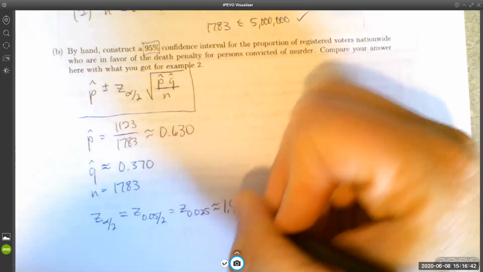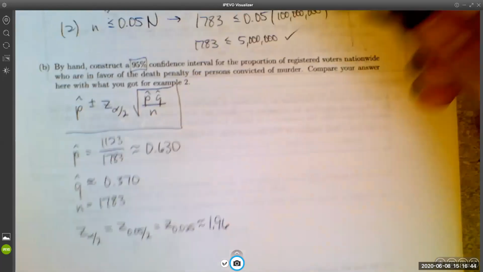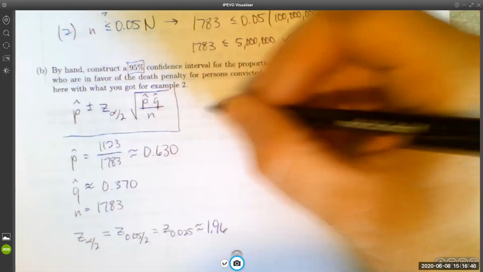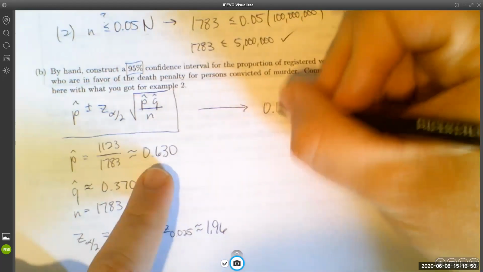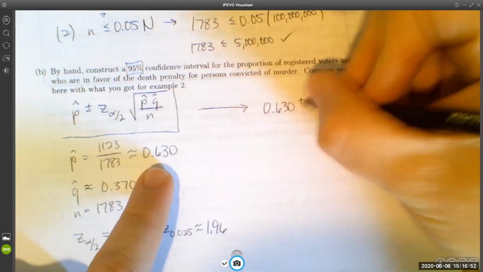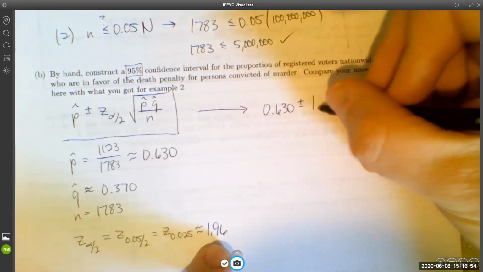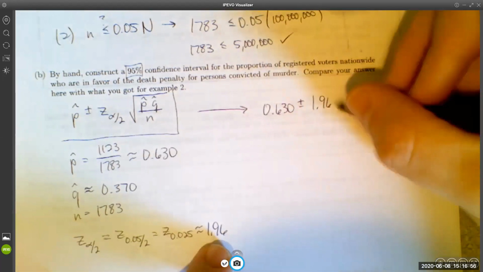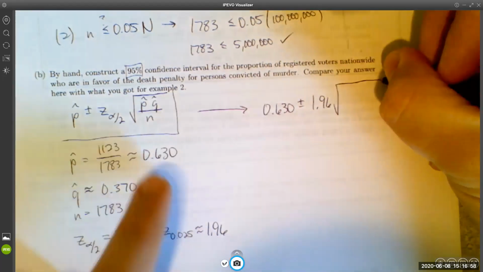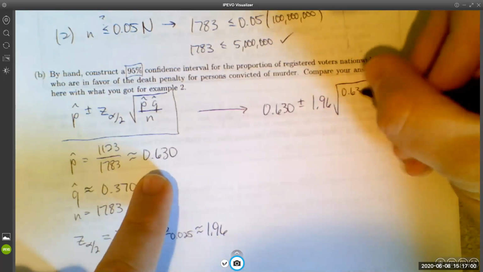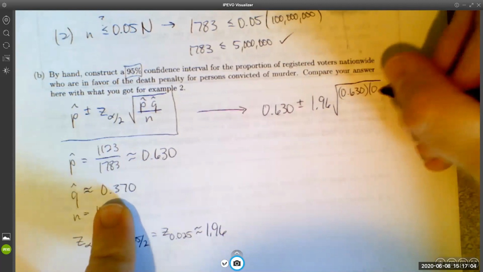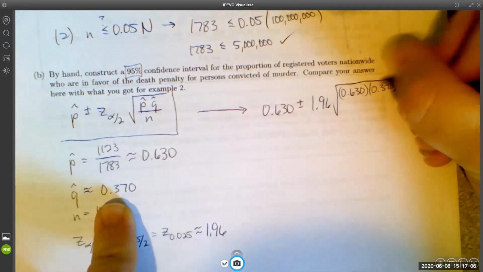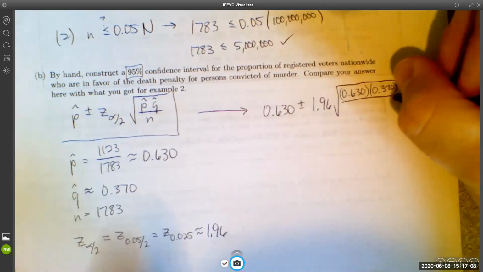So now we have all the pieces we need. We can plug them into the formula. All right, our confidence interval is going to be 0.630 plus or minus z sub alpha over 2 times the square root of p hat times q hat divided by n.